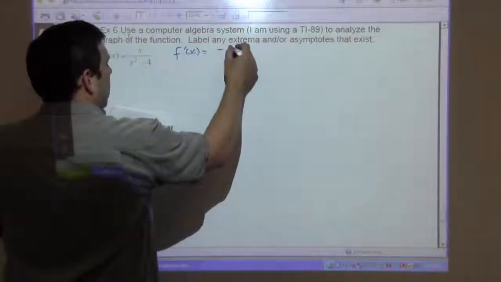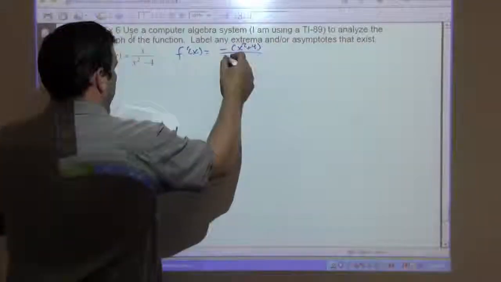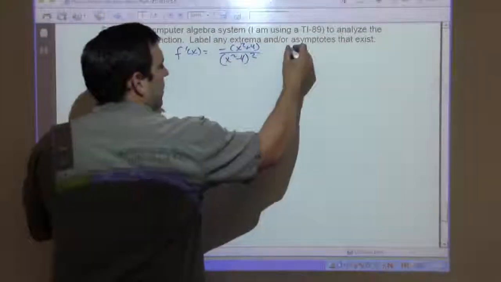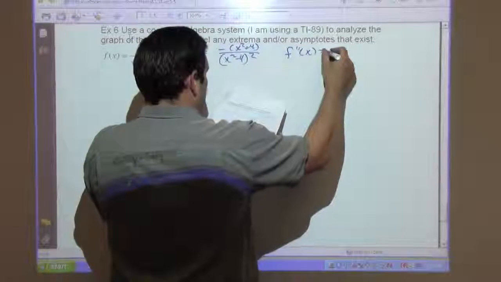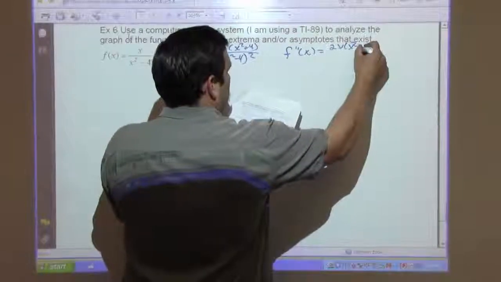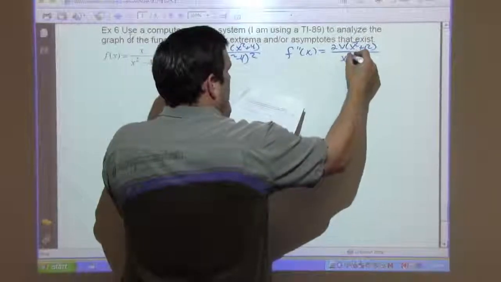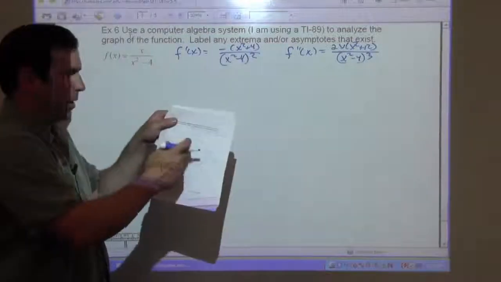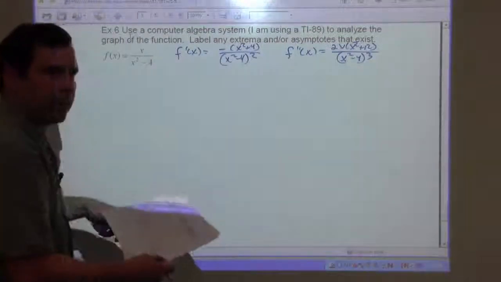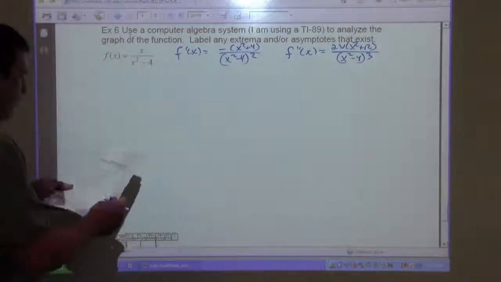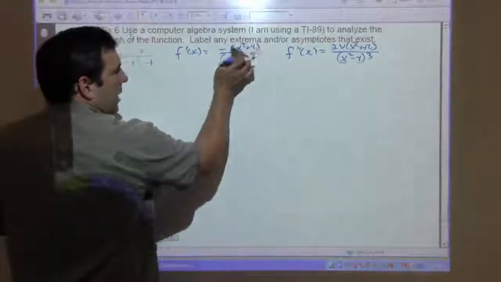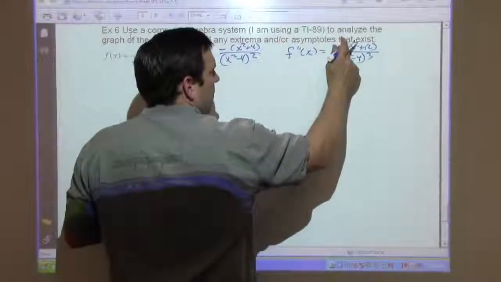As I said before, f prime of x was negative of x squared plus 4 over x squared minus 4 squared. And our second derivative, f double prime of x, is going to be 2x times x squared plus 12 over x squared minus 4 cubed. If you want to see me work those out, you can see all this stuff worked out here, and in the notes I did from 2010. So based on this information, there's not going to be any extreme values that we discussed in the previous example.